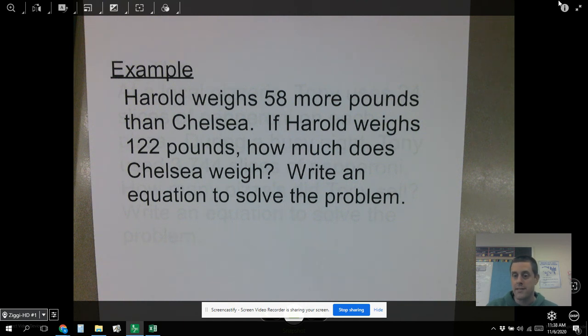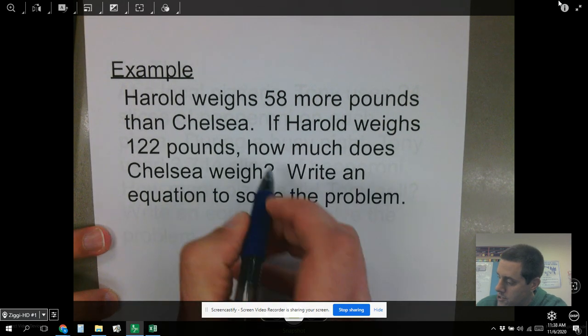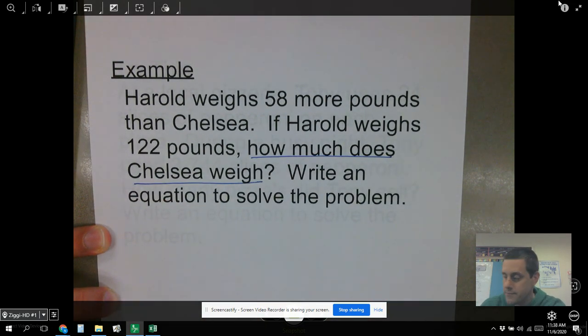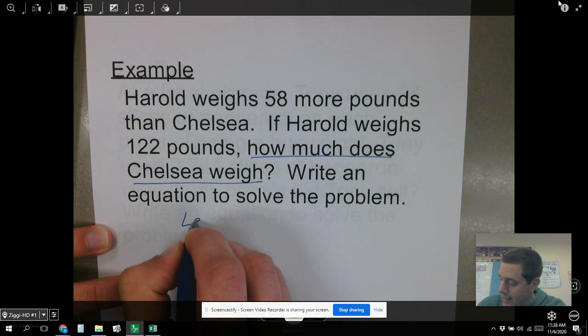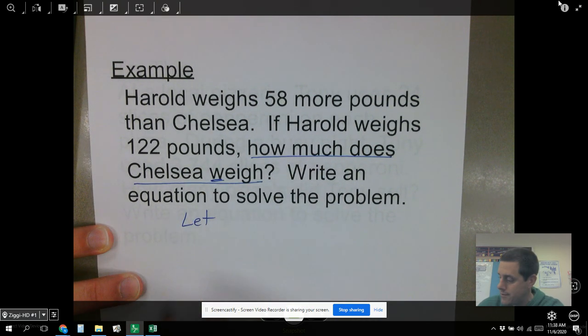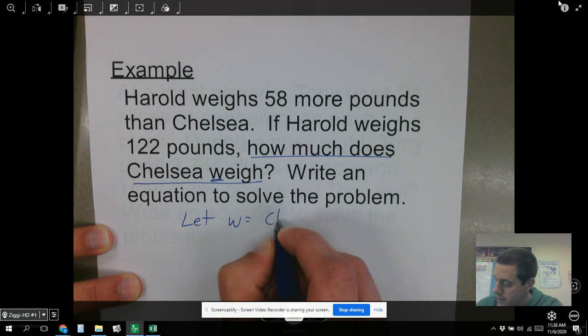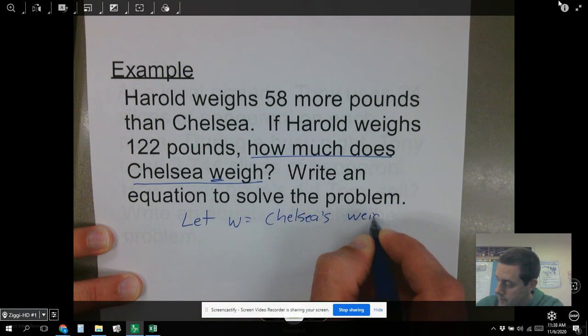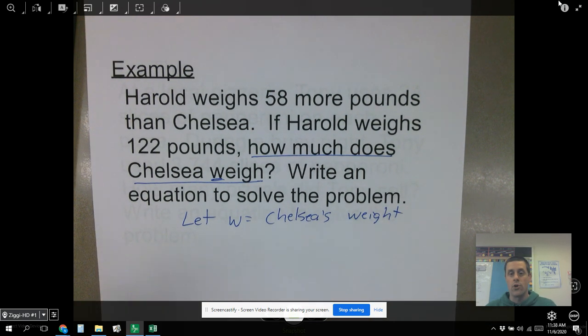Well, from our previous example, step one, identify the variable by finding the unknown. What is the question being asked? And here's our question. How much does Chelsea weigh? So we're going to write a let statement to declare our variable. Let, and I'll choose W for weight, W equal Chelsea's weight. So the variable W represents Chelsea's weight because we do not know right now how much Chelsea weighs.